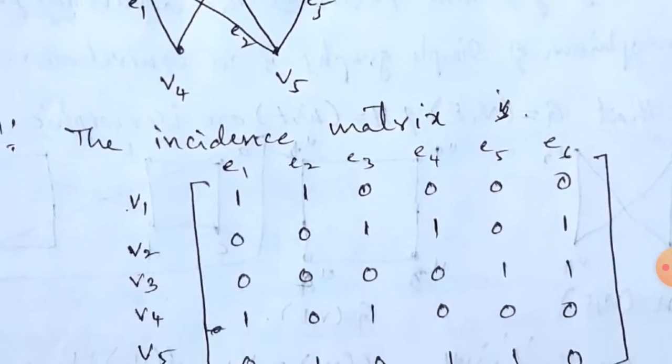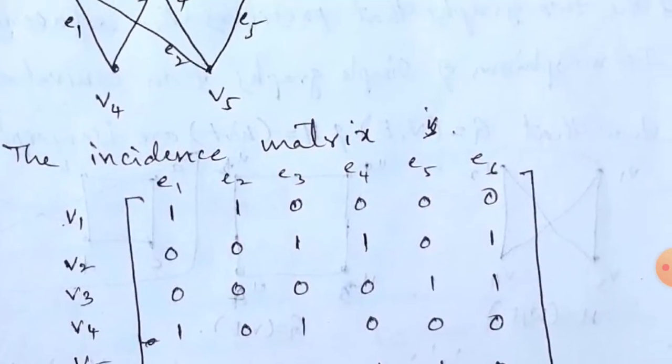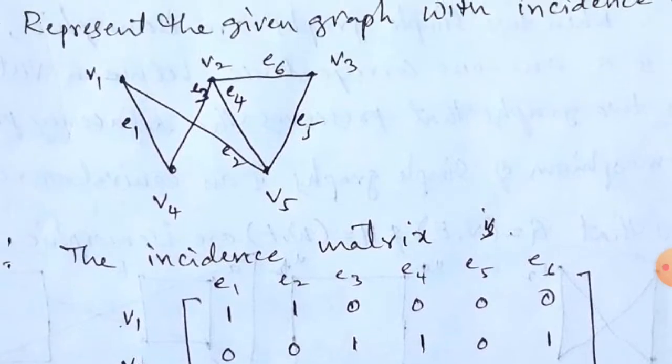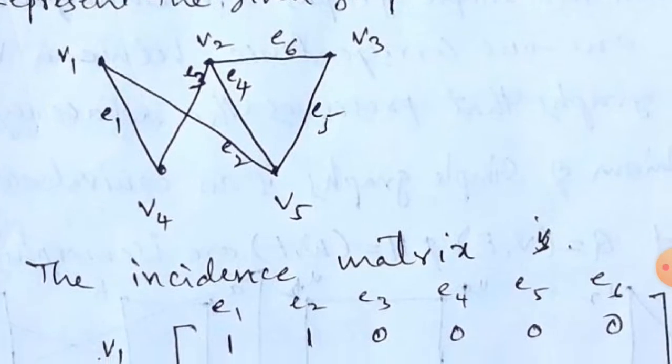So vertices are there here. You have to represent those vertices as rows. And the edges, you have to label the edges also here. So V1 to V4 there is an edge. We are labeling that edge as E1. So like that every edge we have to label.